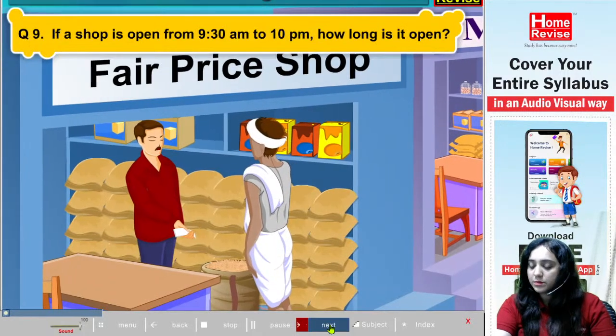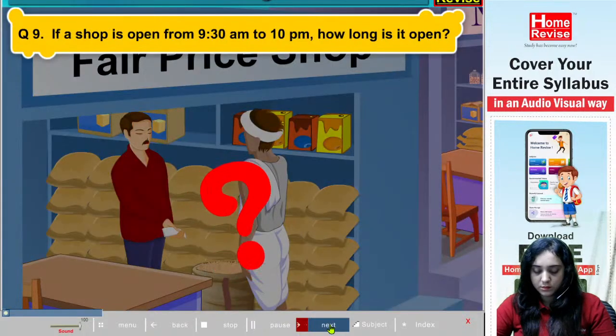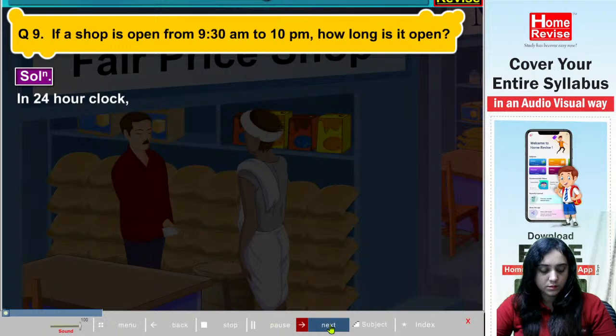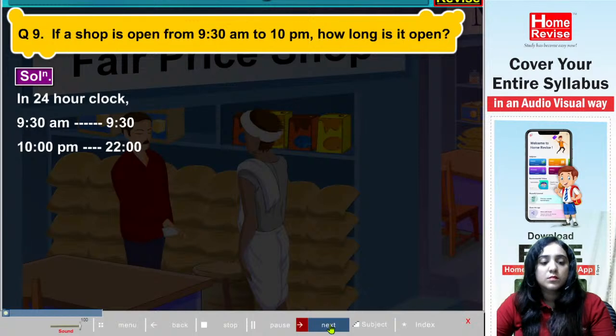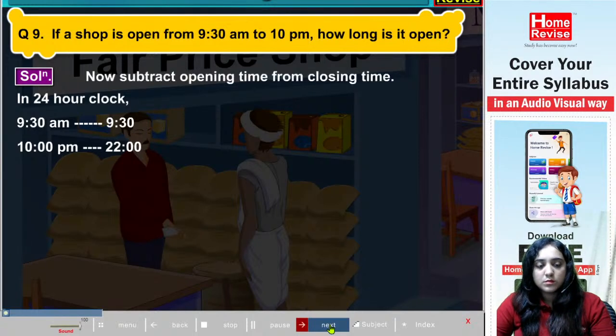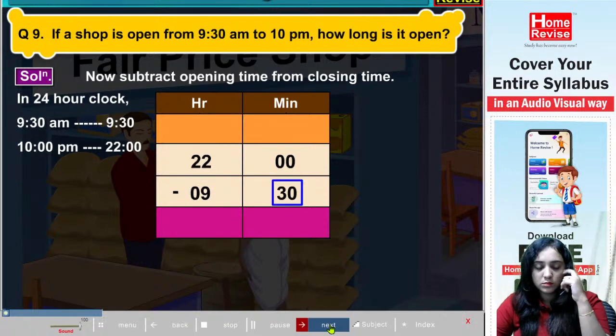Now let's do the next one, 9. If a shop is open from 9:30 a.m. to 10 p.m., how long is it open? Solution: in 24-hour clock, 9:30 a.m. is 9:30, 10 p.m. is 22:00. Now we have to subtract opening time from closing time. We write it down vertically as in hours and minutes column respectively. 22 in 24-hour clock is written as 22 in the hours column, and 00 in the minutes column. 9:30 is written as 9 in the hours column, 30 in the minutes column.